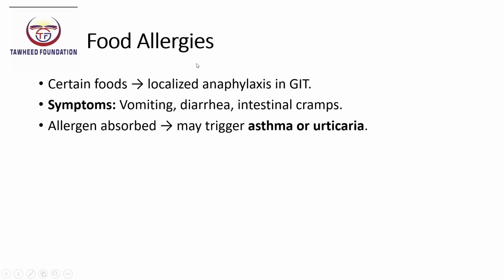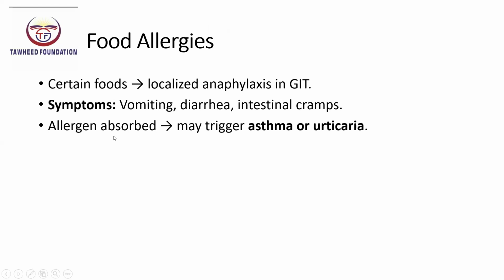Next is food allergens. Food allergies. Certain foods can trigger localized anaphylaxis in the gastrointestinal tract. Mast cell degranulation in the gut causes smooth muscle contraction, leading to vomiting, diarrhea, and cramps.